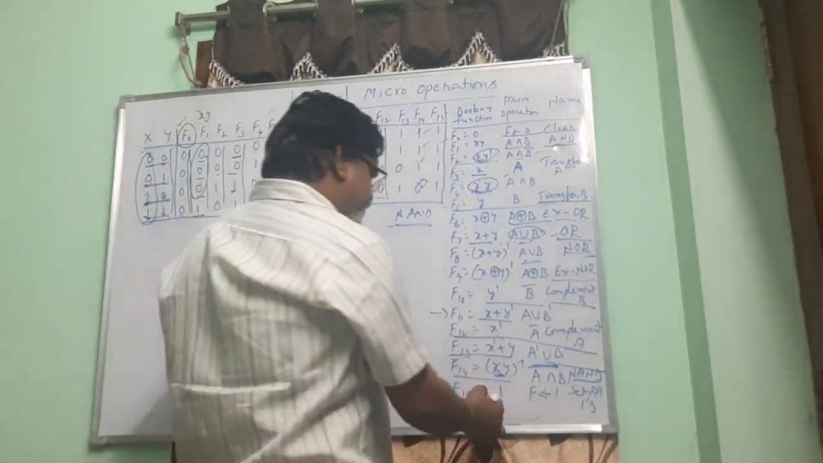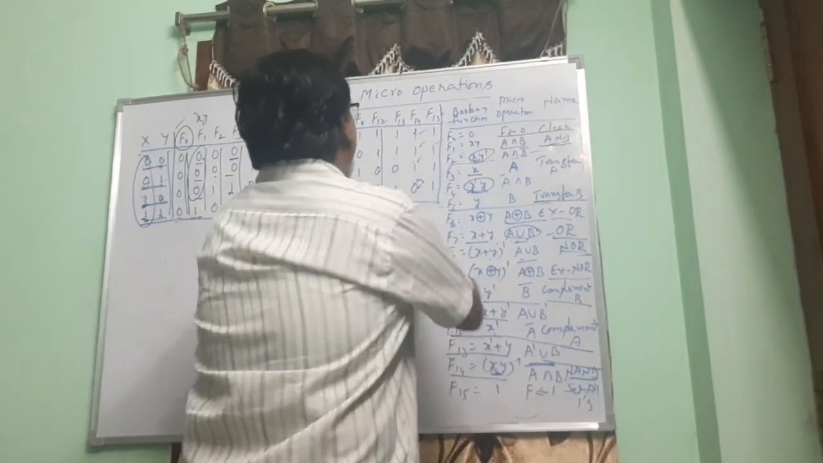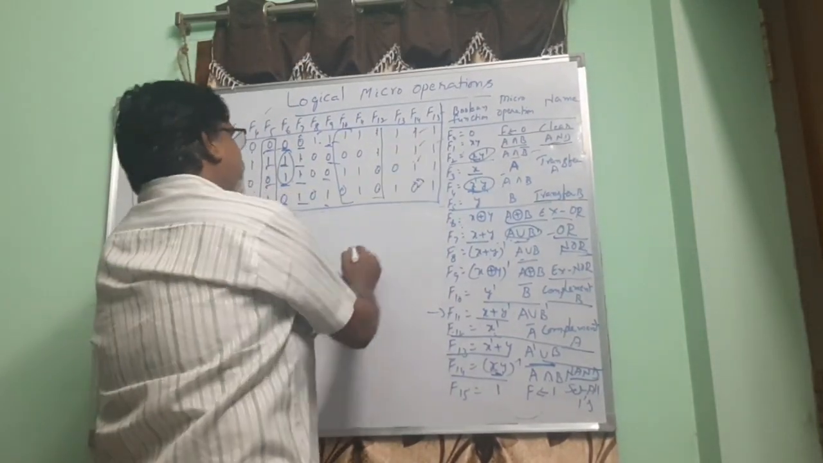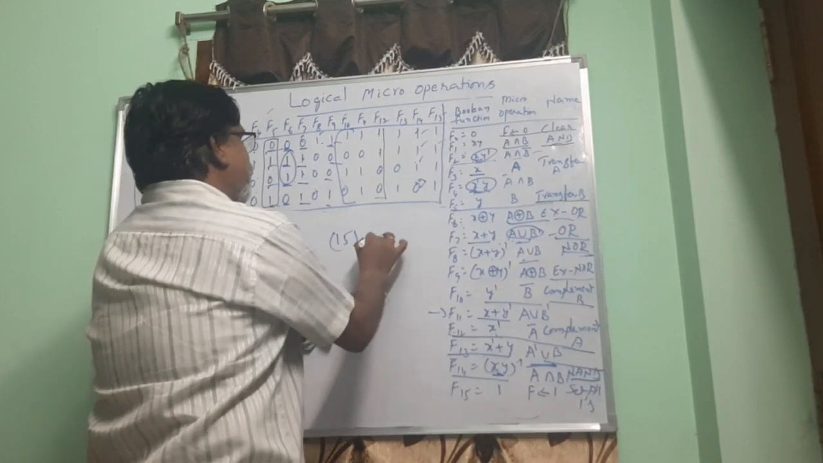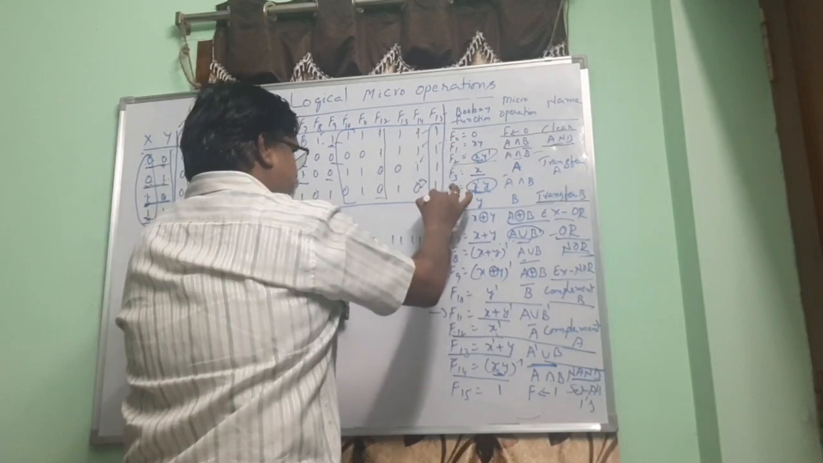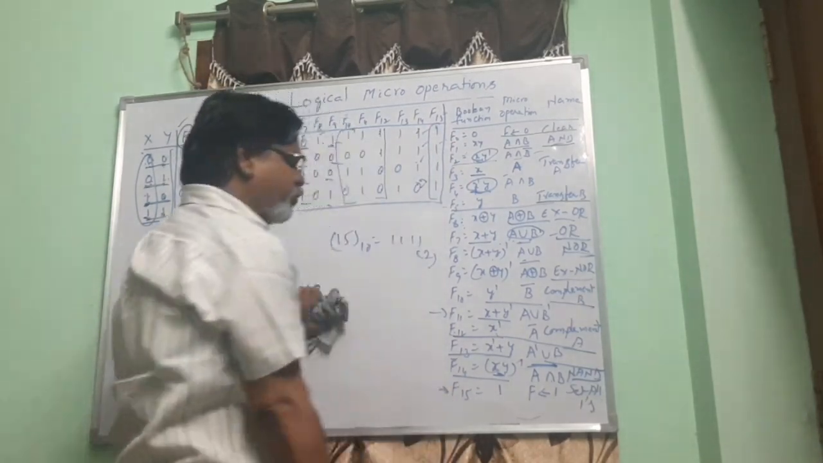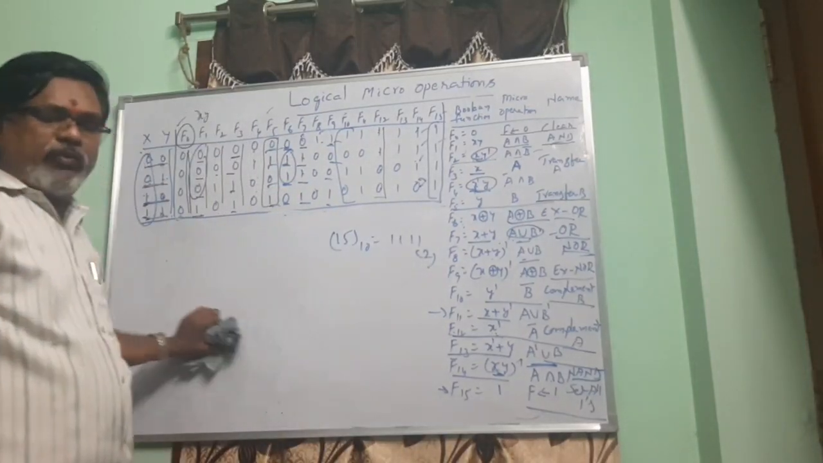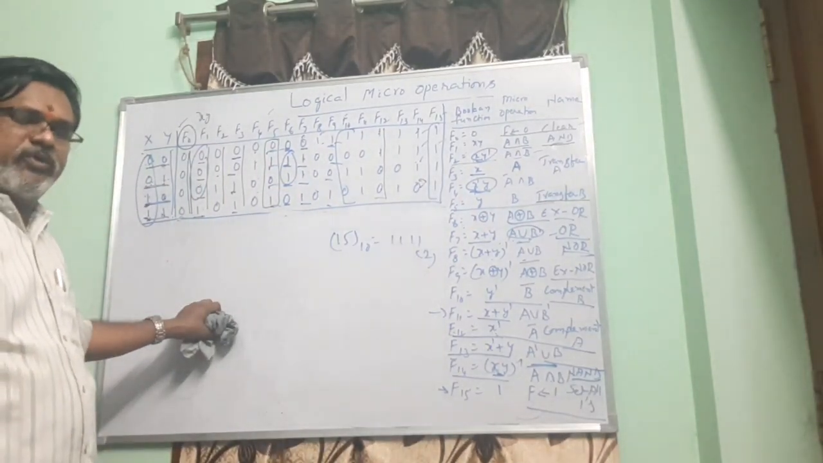Now coming to F15. The equivalent value of decimal 15 in binary is all ones. So the F15 Boolean function stands for setting the output value to 1.